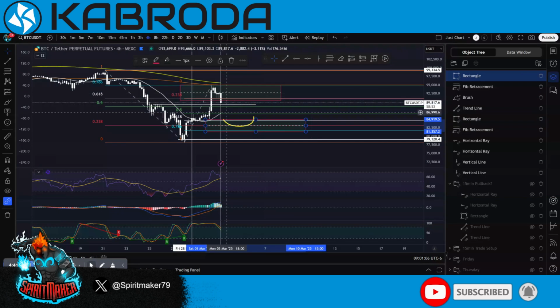So we see rejection here. Could see it come down. It may not get all the way down here. It may just get down and bounce somewhere on this support zone. This might be an area of support, which is the 0.5. It may just come down and touch this area and then bounce up.